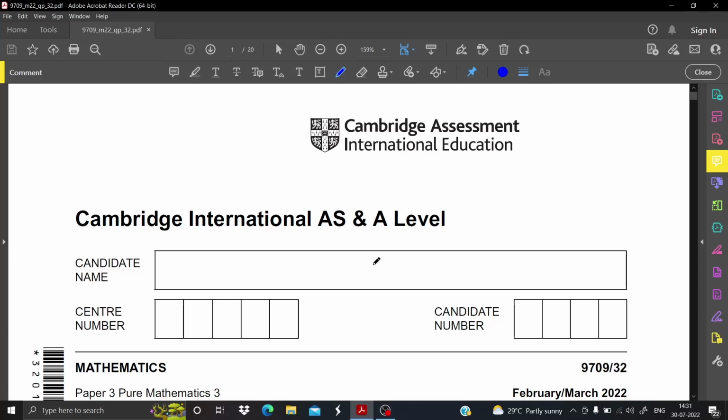So today I would like to work on the solutions for the Cambridge AS and A level pure maths paper. Code is 32. This is Feb March 2022 session. So pure maths 32.